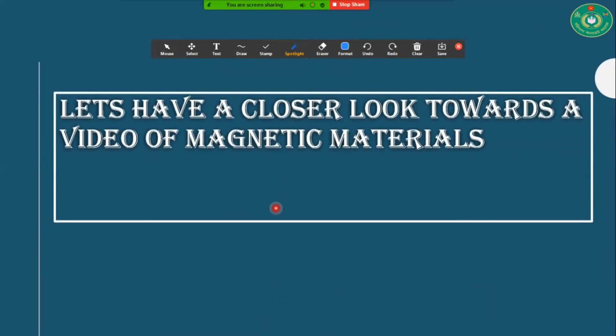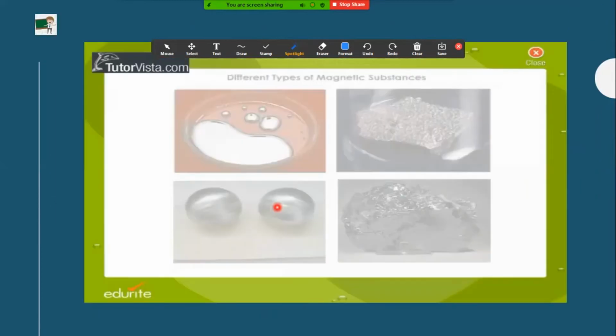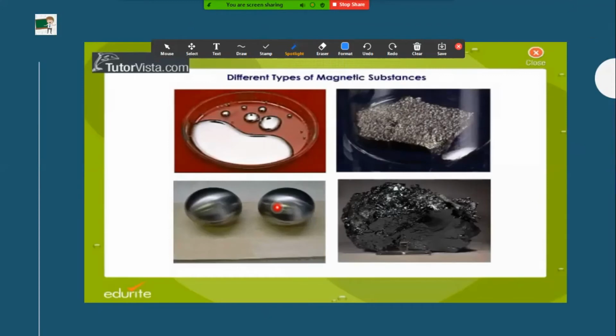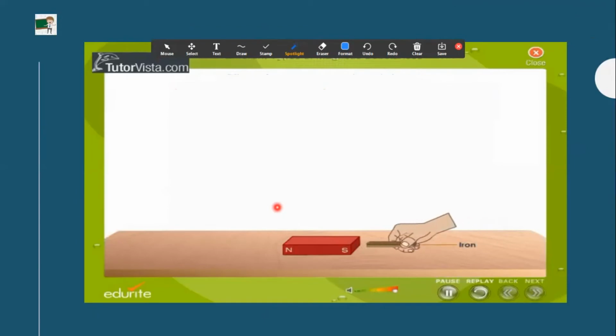Let's have a closer look at the video on magnetic material. Different types of magnetic substances. When we bring a piece of iron closer to a magnet, it gets attracted towards the magnet. Iron and steel are not the only substances which are attracted by a magnet or which can be magnetized. In fact, most of the materials are magnetic.